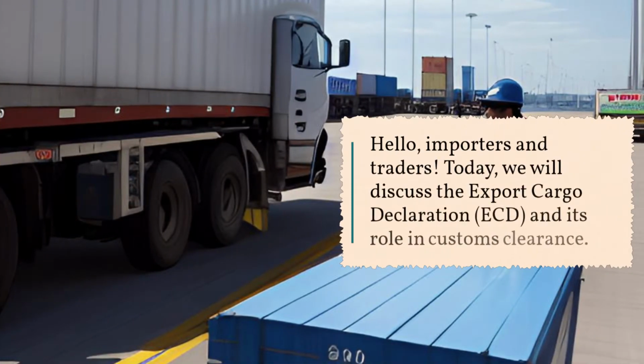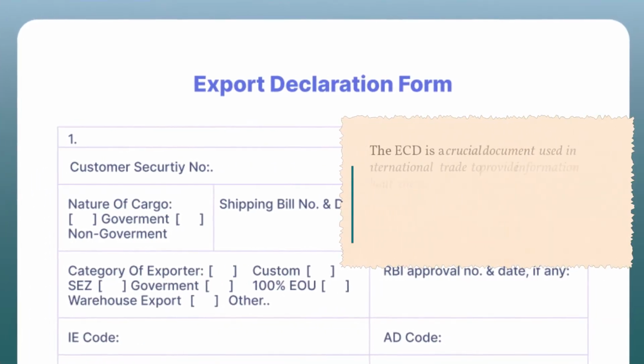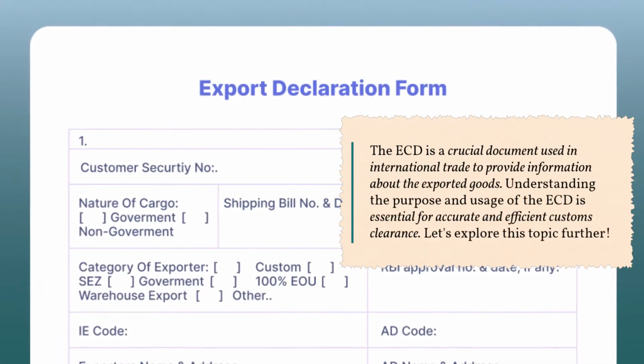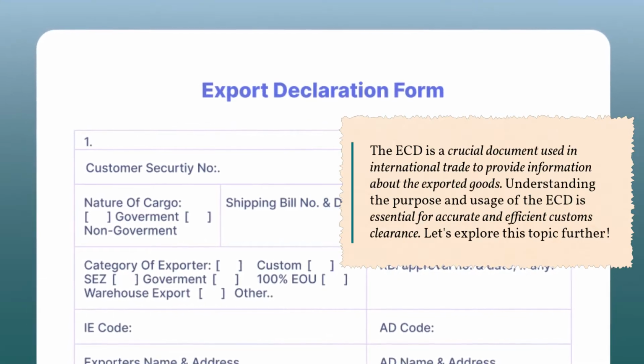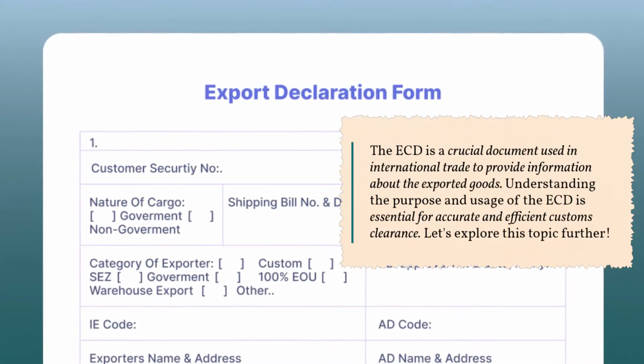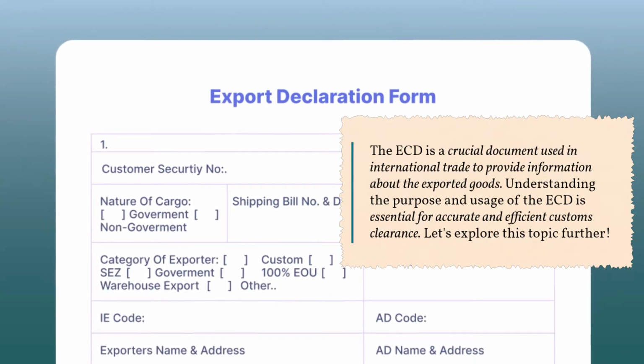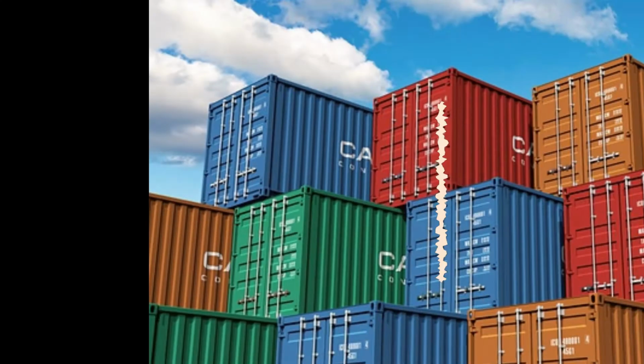Hello, importers and traders. Today, we will discuss the Export Cargo Declaration, ECD, and its role in customs clearance. The ECD is a crucial document used in international trade to provide information about the exported goods. Understanding the purpose and usage of the ECD is essential for accurate and efficient customs clearance. Let's explore this topic further.